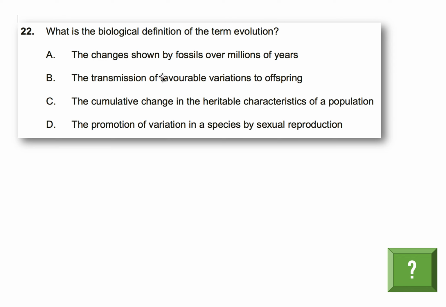B, transmission of favorable variations to offspring. So again, this is not the definition. This is sort of a mechanism of evolution because over time, all the favorable characteristics are passed on and this leads to evolution, but it's not the definition. So C is the definition. How about D? The promotion of variation in species by sexual production. Again, this is just variation. This is not evolution. Okay, so for this one, it's very simple if you remember the direct definition. So it's worth remembering the direct definition. So it's going to be C.